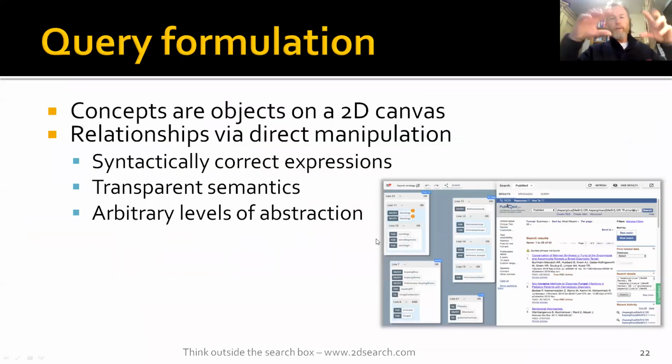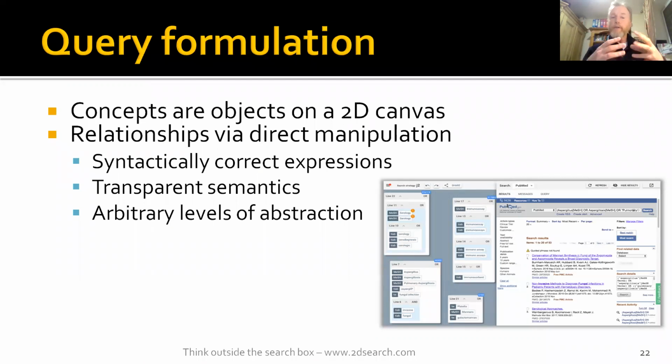So that really leads us to 2D Search, which is the spin-off, as I said, from UX Labs. I'm not going to spend too long. I'm just going to give you a sense of what it does. Essentially, there's a canvas on the left and a result pane on the right. Concepts are objects on the two-dimensional canvas, and you express relationships, you articulate your information need, by manipulating these objects on the canvas.